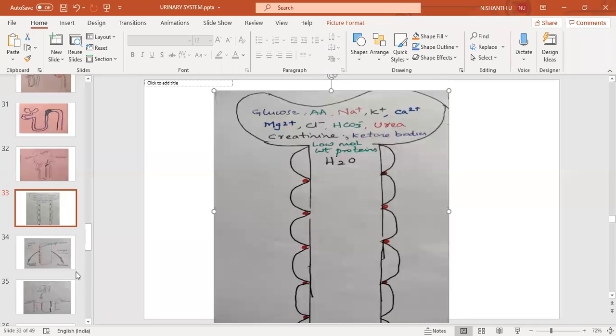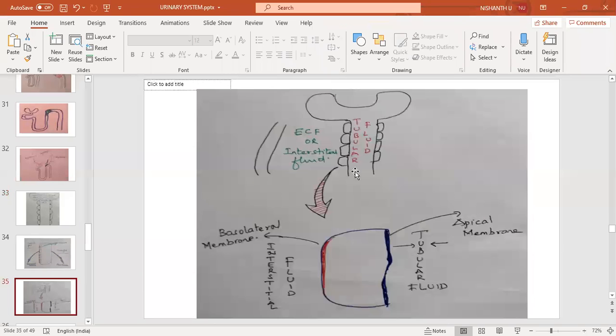Now, go through another slide here. Again, this is the Bowman's capsule. This is a tube, and you can see that the tubular fluid will be present inside the tube, right? And outside the tube, extracellular or interstitial fluid is present. And these are the linings, that means cells which line the tube, right? I selected one cell and have drawn it here. You observe here. And this side of the cell is in contact with the tubular fluid.